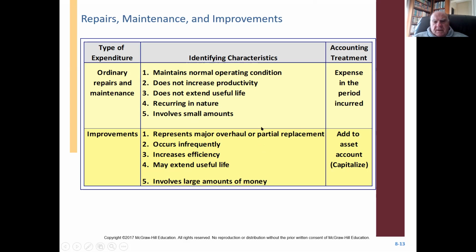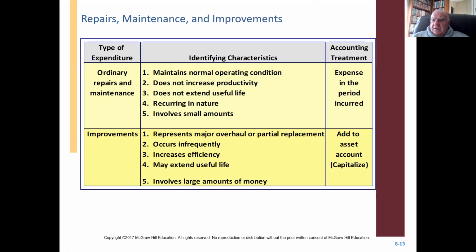Okay? Now, that same car requires ordinary repairs and maintenance, maintains normal operation activity, doesn't improve the productivity. But if you don't do it, the thing will fall apart. Doesn't extend the life. It occurs over and over, small amounts. An improvement is capitalized. It goes on to the balance sheet.